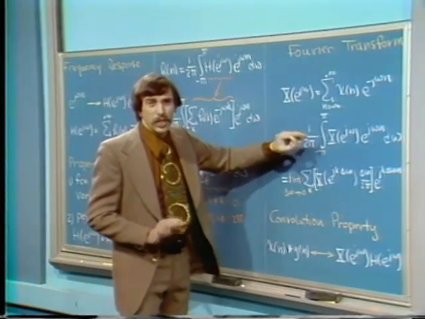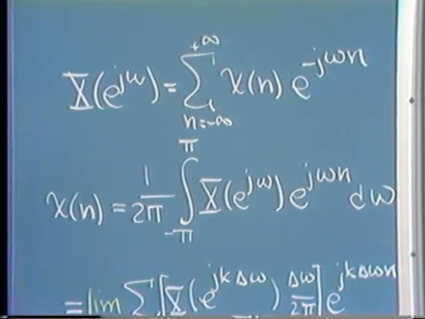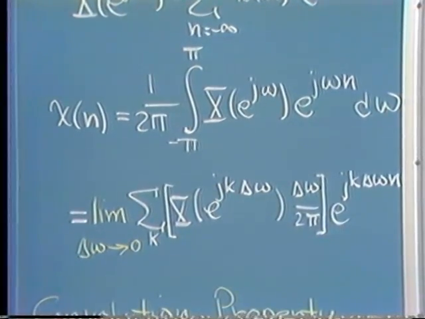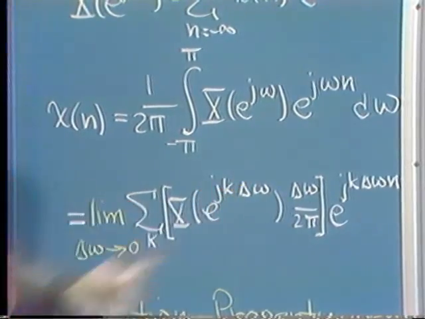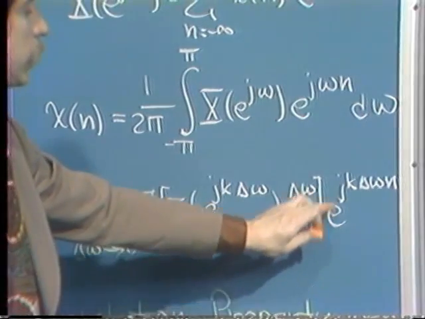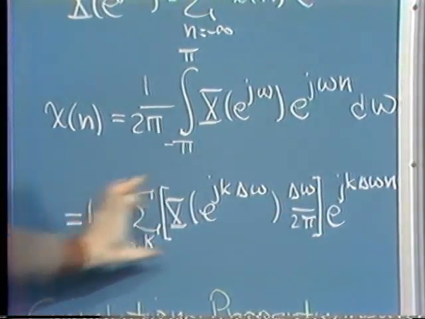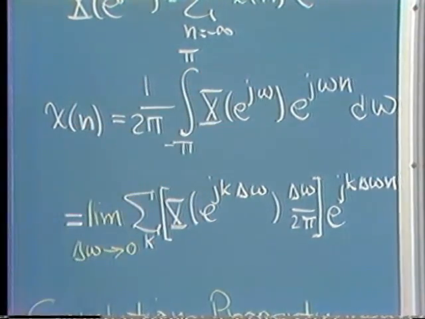Well, in fact, you can see this a little more explicitly if we consider this integral as the limiting form of a sum, the limit as delta omega goes to 0 of the sum of X(e^{jk delta omega}) times delta omega over 2 pi times e^{jk delta omega n}. This limit is by definition what this integral is.